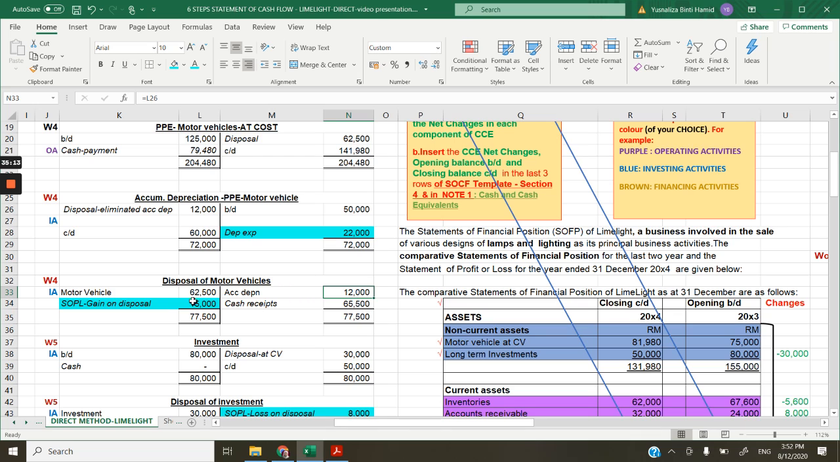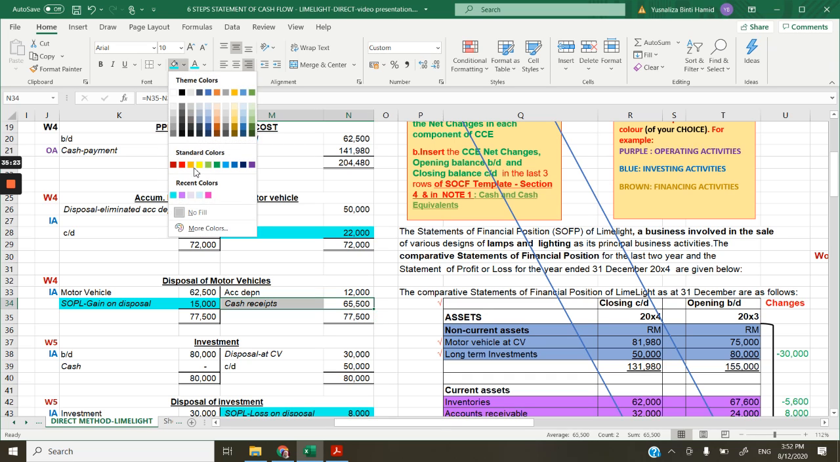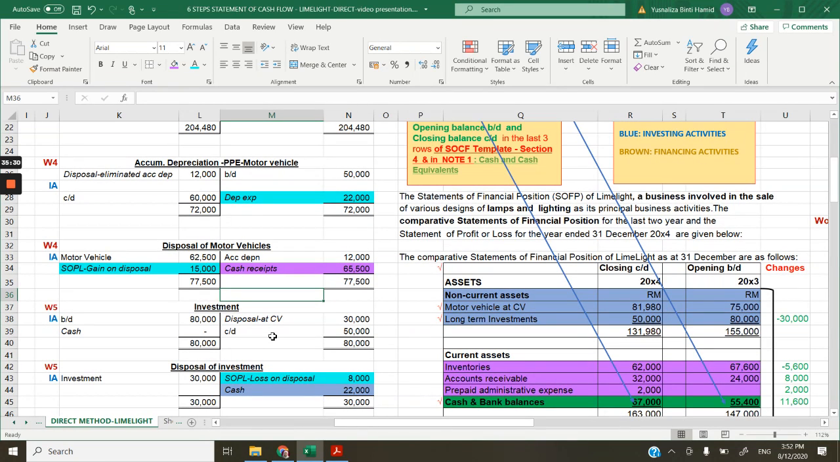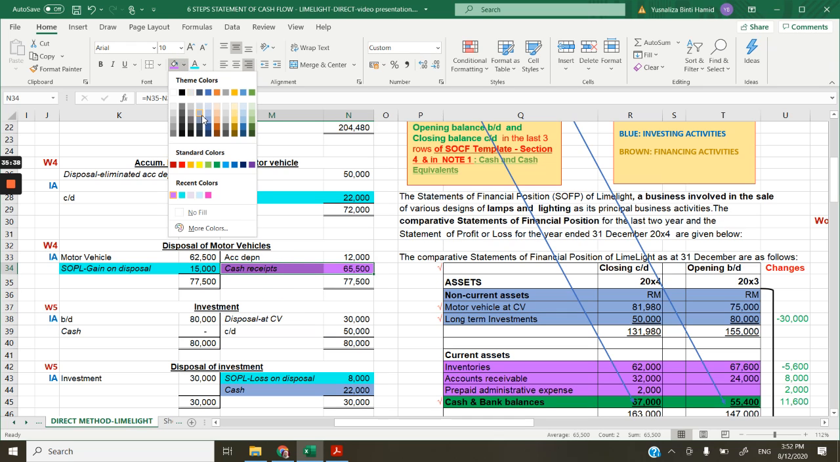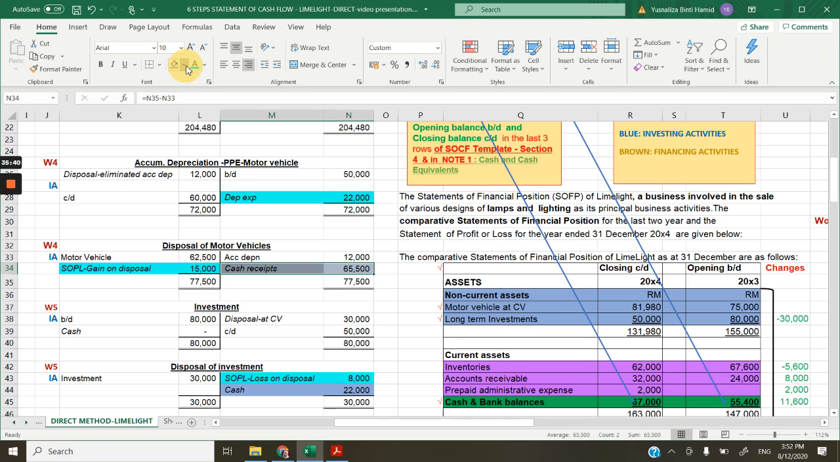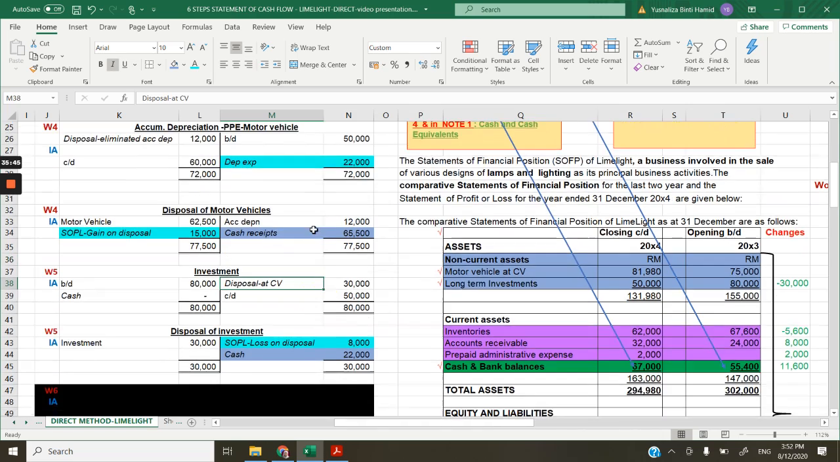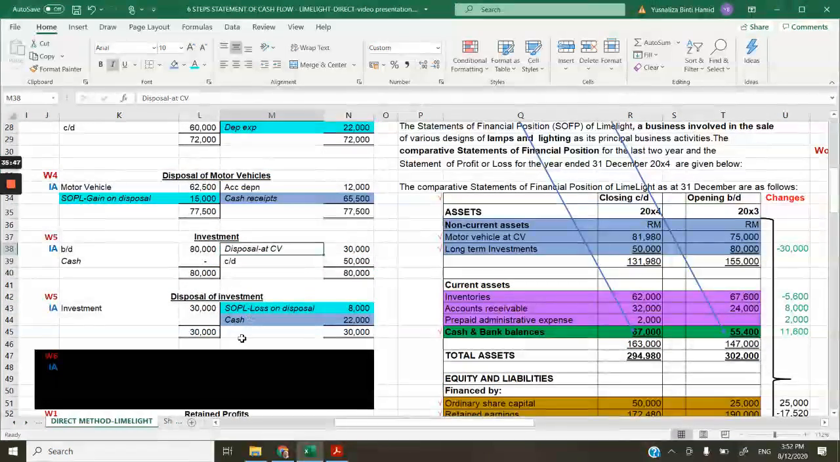So therefore, at the end of the day, you'll be able to get the balancing figure to be the cash receipts from the disposal, and this is as a result of your investing activities. So I use purple now, so cash receipts, right? This one is supposed to be not purple, it's supposed to be blue. Okay, it's blue. So these two items we have to transfer.